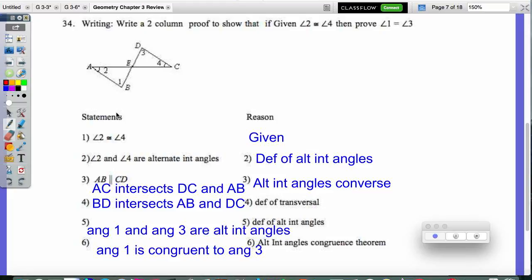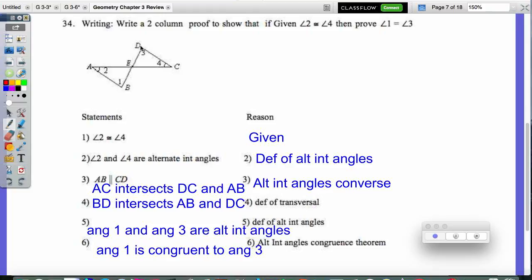So if alternate interior angles are created and are congruent, the lines that create them are parallel. That is the alternate interior angles converse. And it's the converse because you're proving that the lines are parallel. Then we went ahead and said AC intersects DC and AB, and BD intersects AB and DC. That's the definition of a transversal.